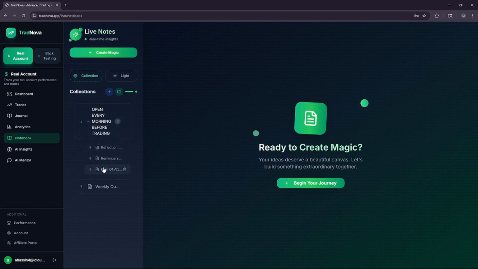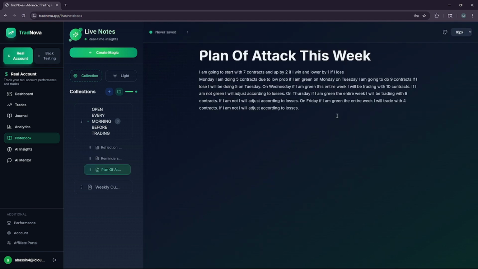I'm not going to go into there because it is personal. I can't show you guys this though. Plan of attack this week that I had, my weekly outlook. Another thing that you could do with the journal is you could change the lights. You can make them dark or light, whatever you prefer. I prefer it to be dark.